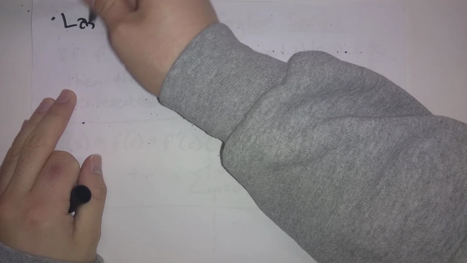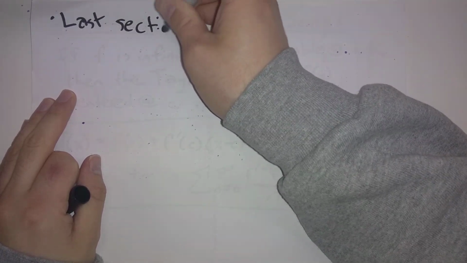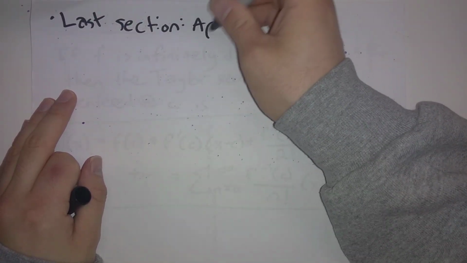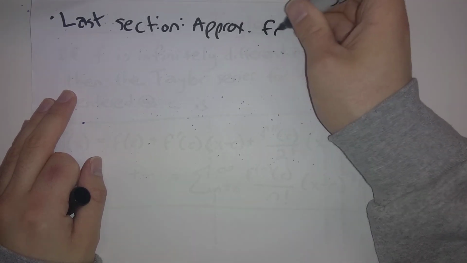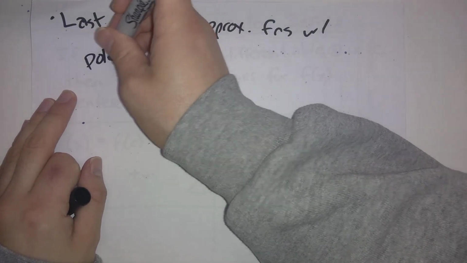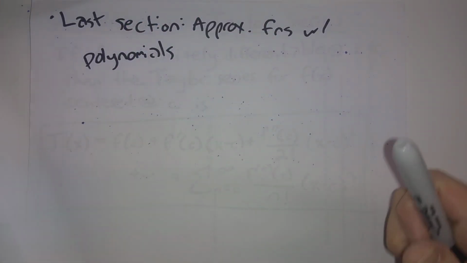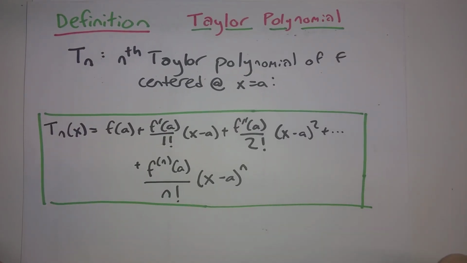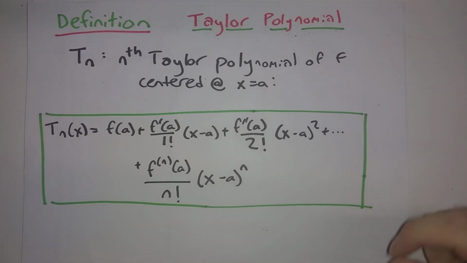There are two main ideas. In the last section, section 10.7, we learned how to approximate functions with polynomials. So we had the idea of Taylor polynomials. Let me bring this back here. Here's our definition of Taylor polynomials: T sub n, the nth Taylor polynomial of f centered at x equal a. Here's how we define the Taylor polynomial. These are polynomials that approximate our function.